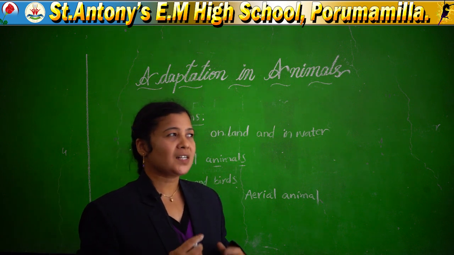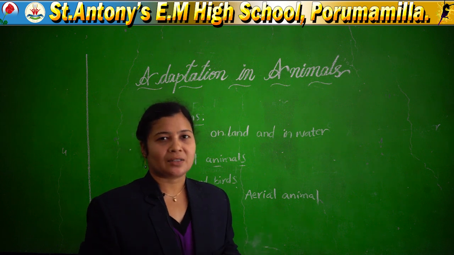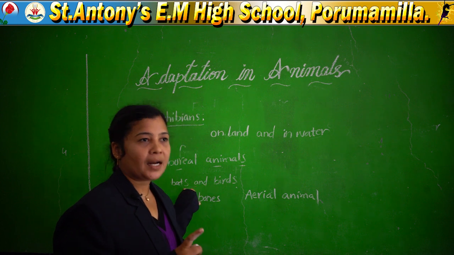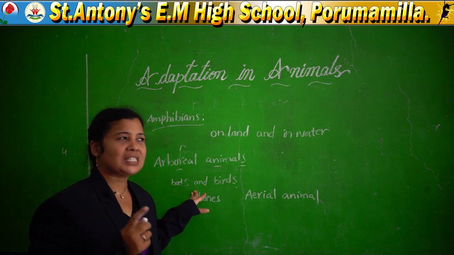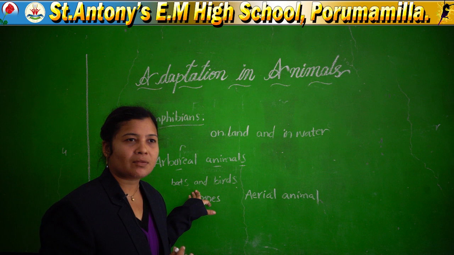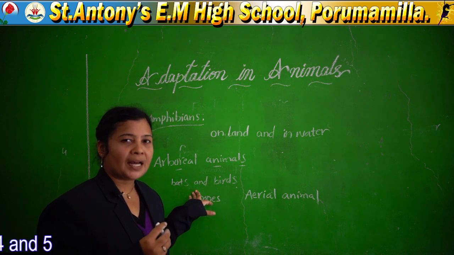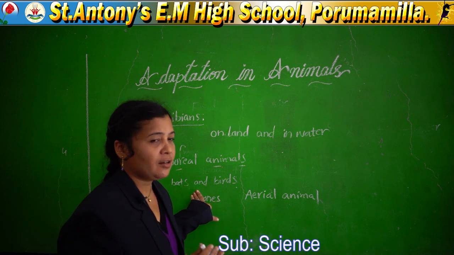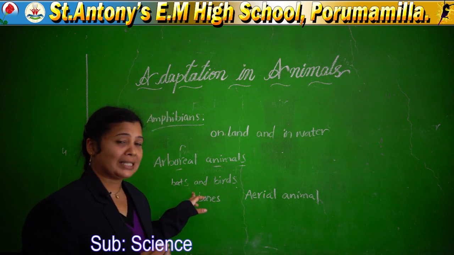Yes, we cannot see bats in sunlight. Only at night times we can see bats. Why can't we see them in the morning itself? Because bats come out at night times and they search for their food at night.